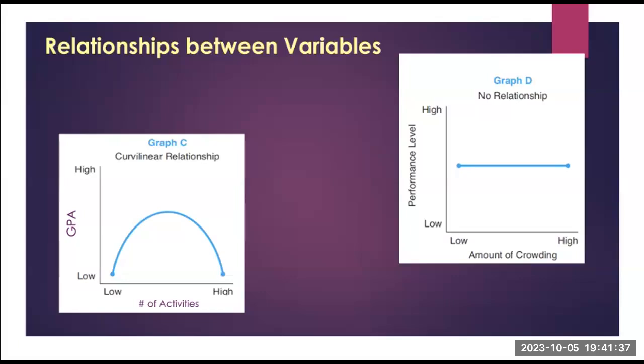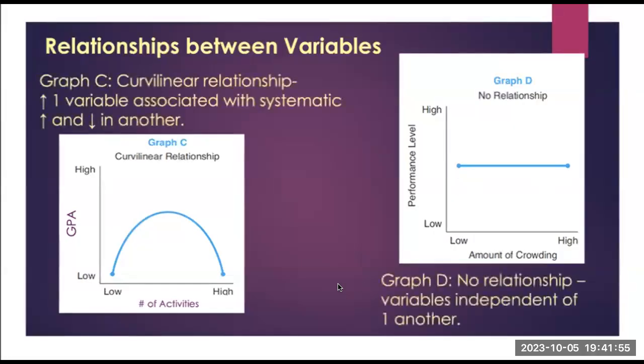And then graph D shows no relationship. So in this graph, we're looking at amount of crowding and performance level, maybe for a test. So how many people are in the room versus how well somebody performs. When it's a flat line like that, it means that there's no correlation between the two variables. Okay. Any questions?